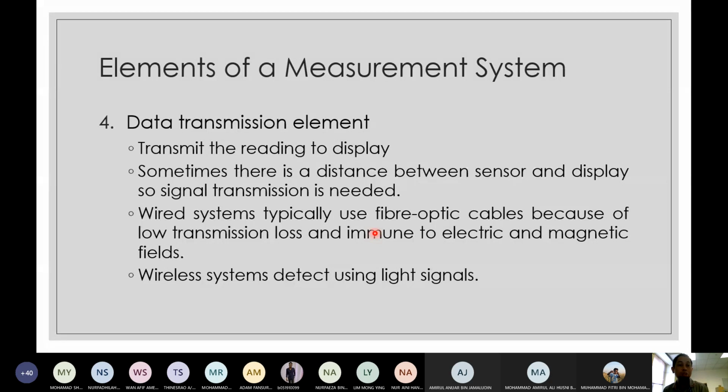So you need to be able to transmit the data. Commonly, we use either wired or wireless. Wired systems typically use fiber optic cables. Even though normal cables are also possible, fiber optic cables are beneficial because of low transmission loss and immunity to electric and magnetic fields, so the signal is not distorted. Wireless systems transmit using light signals, similar to our mobile phones.